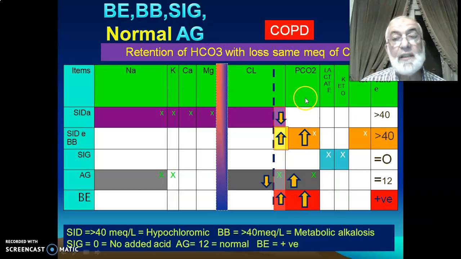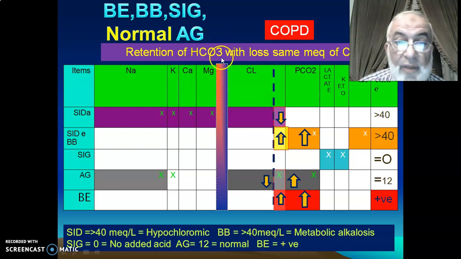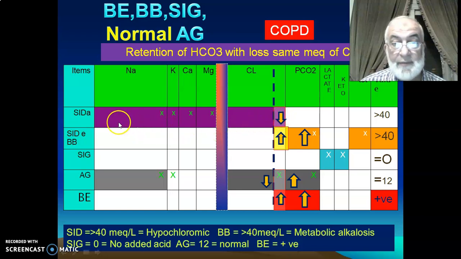COPD, this is chronic retention of carbon dioxide with activation of carbonic anhydrase to increase the bicarbonate. But the increase or retention of bicarbonate is associated with loss of chloride. So in this case, there is loss of chloride. So the strong ion difference, sodium minus chloride, will be more than 40. This is hypochloremic metabolic alkalosis. Increase in the bicarbonate, this increase in the buffer base, more than 40.